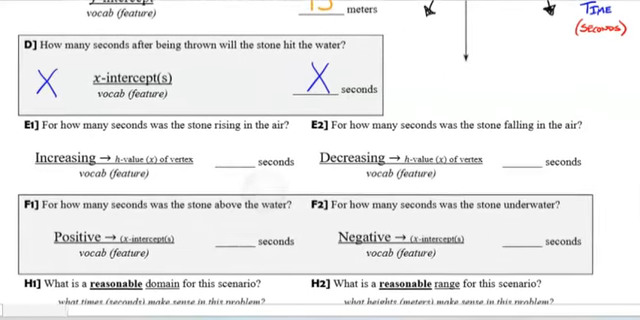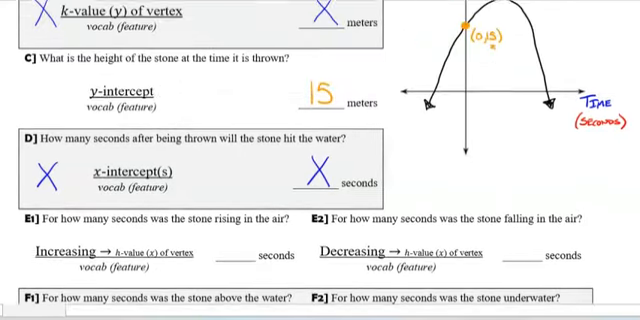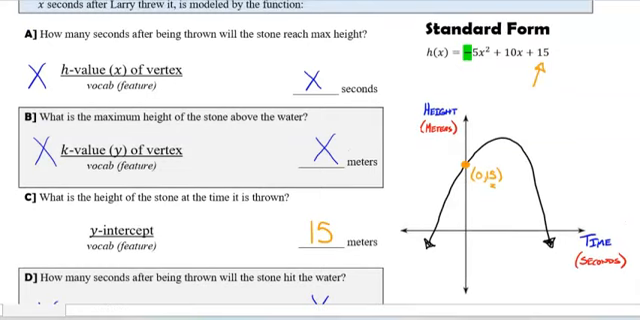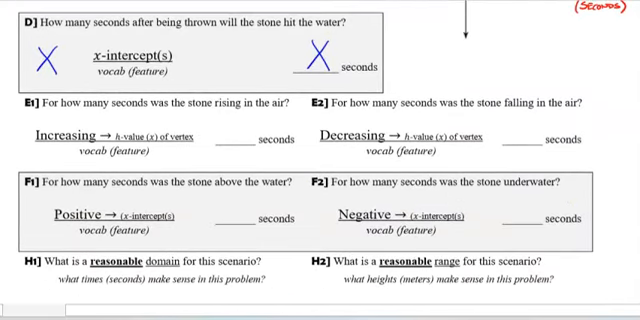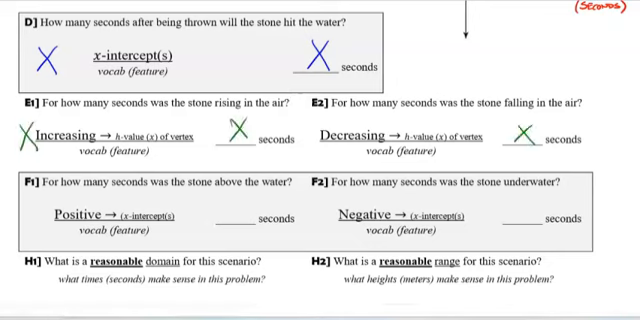Well, in terms of figuring out increasing and decreasing, we once again need the h value, or the x coordinate of the vertex, which is that point. We can see that the graph is increasing on this side and decreasing on this side, but we don't have any key x values to break that up and provide answers. So we cannot determine increasing and decreasing directly from standard form.